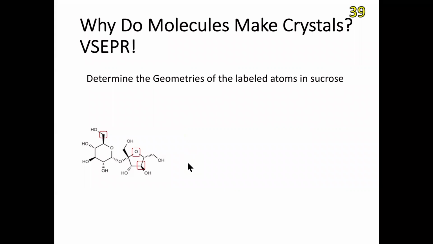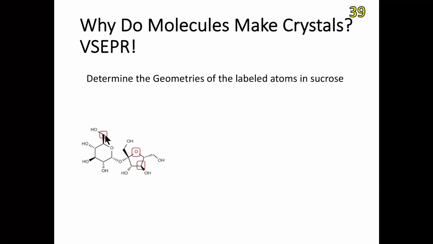But one thing we can do is try to predict why sugar molecules make crystals as well. And why do molecular compounds make crystals in most cases? Well, here is an example of a sugar molecule. What I have here is highlighted some specific atoms. What I'd like to do is zoom in on each one of them and their connectivity in more detail and identify what the geometries of the labeled atoms are.